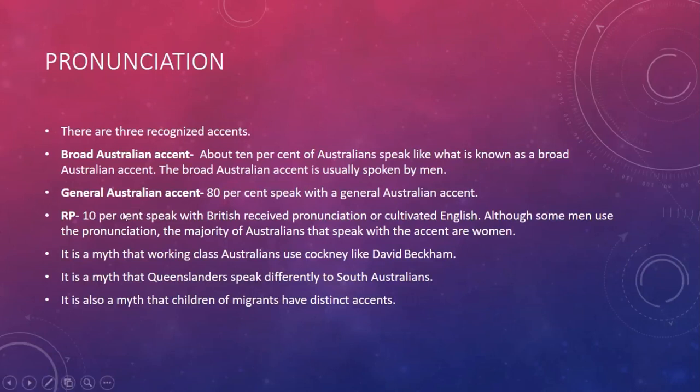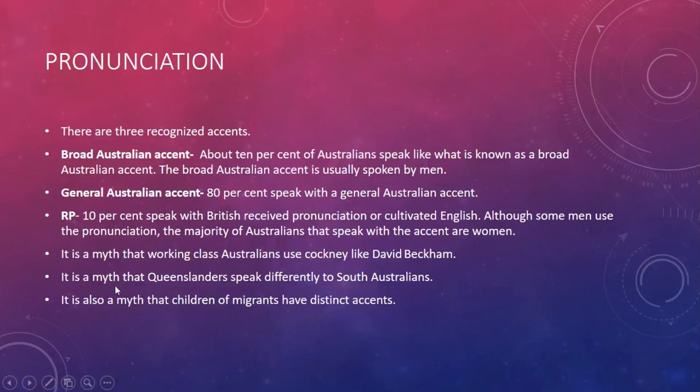The second accent is the general Australian accent. So 80% of the people speak the general Australian accent. And then about 10% of the people actually speak British received pronunciation, or what is called cultivated English. So some men use received pronunciation, and the majority of Australians that speak RP are actually women. We can't say that most of the women do, but those who speak RP are mostly women.